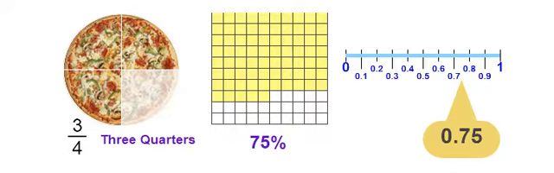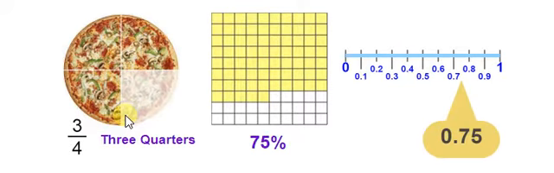together with number of things determine percentages, fractions, and decimals. In this case, what you can see here is three quarters of this cycle.